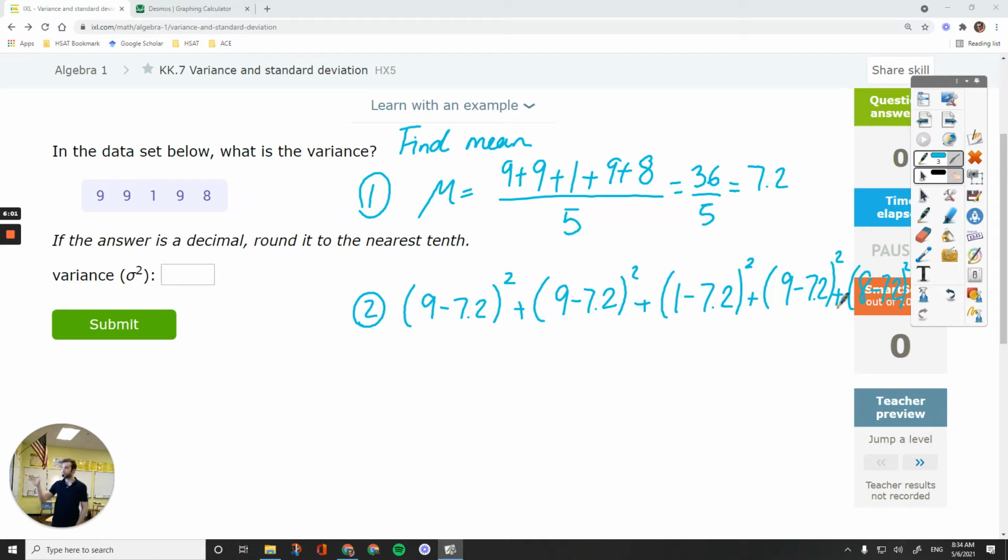Make sure you have the same number of parentheses as the number of numbers you have in your data set. I have 1, 2, 3, 4, 5 parentheses, and my data set has 5 numbers. So the answer to this is going to give me the variance. Let me pause the video and then type this all on Desmos.